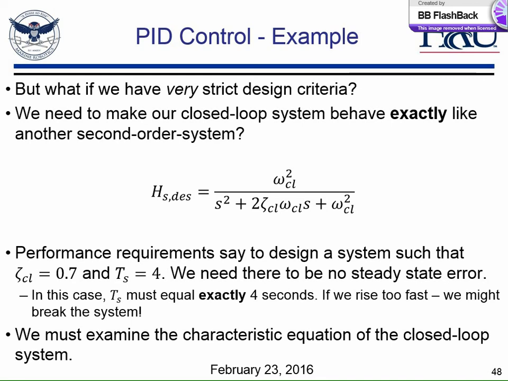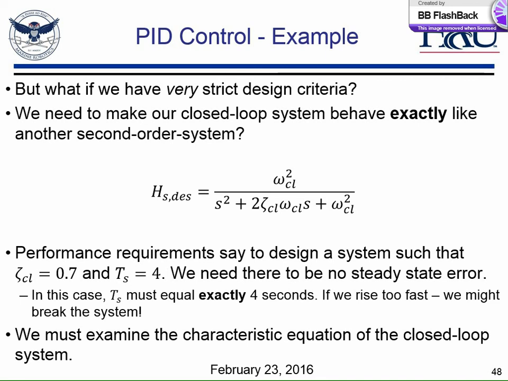So we're going to say that the performance requirements for our system are such that our closed loop zeta is going to be 0.7, and we're going to have a settling time of 4 seconds. And we also need there to be no steady state error. So in this case, we're going to say that TS must equal exactly 4 seconds. If you rise too fast, we might actually damage whatever the actuator is, or we might break the system.